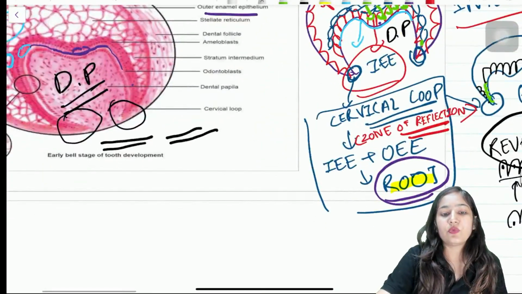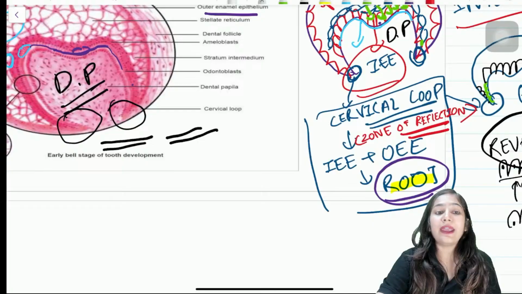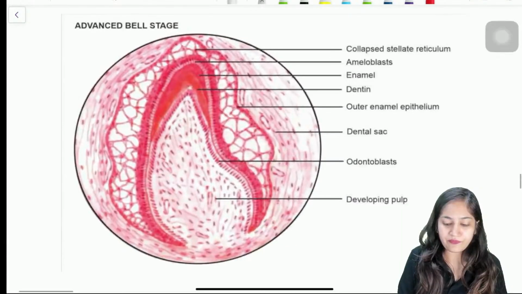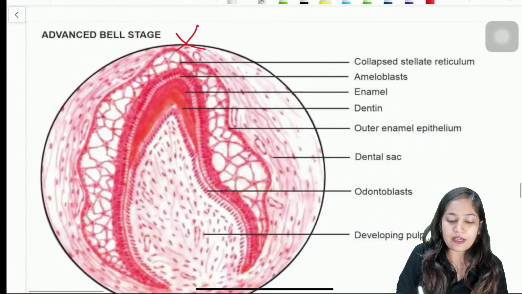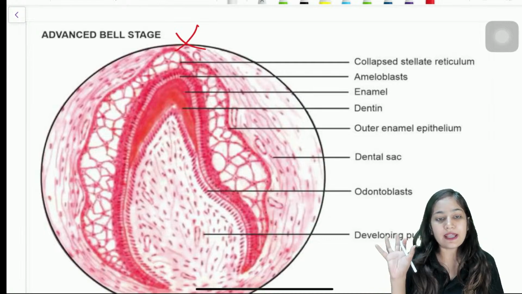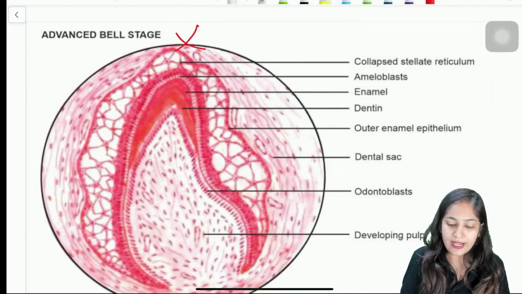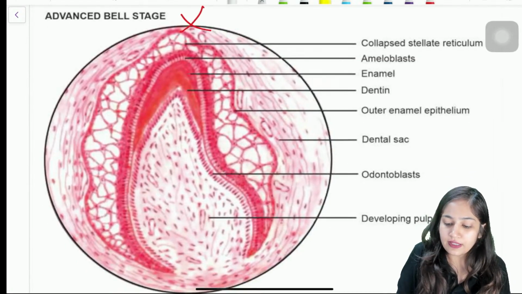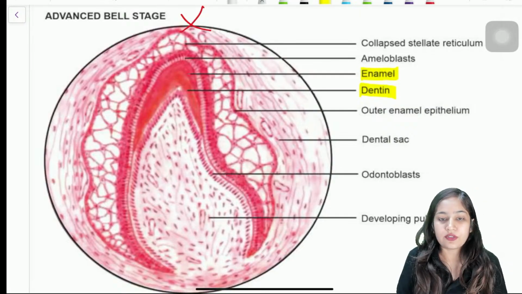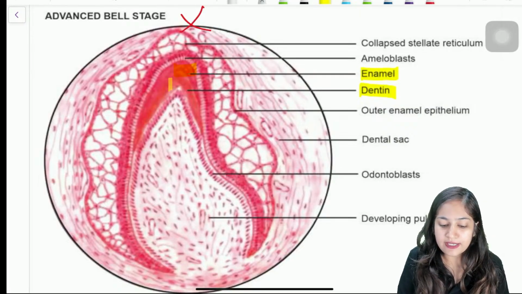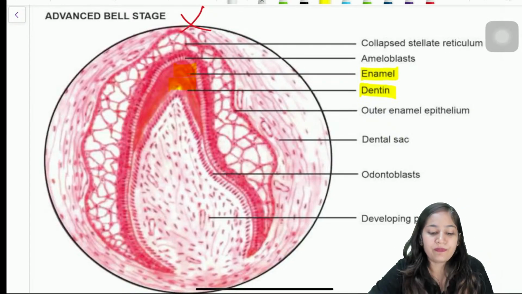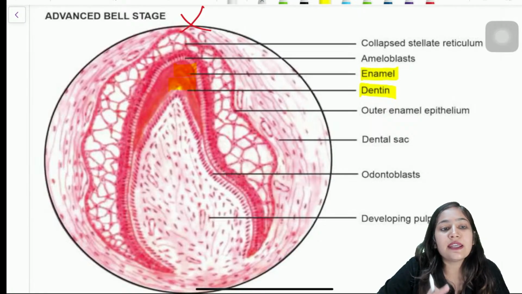So we have discussed bell stage. Now coming to advanced bell stage. What will happen in advanced bell stage? Here again we cannot see any dental lamina, as it has already disintegrated. What are we appreciating here? Hard tissues, right? Enamel, dentine. So we can see enamel formation and dentine formation. Mainly in advanced bell stage, we will be discussing the formation of enamel and dentine.